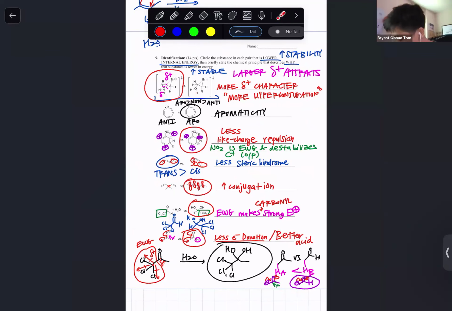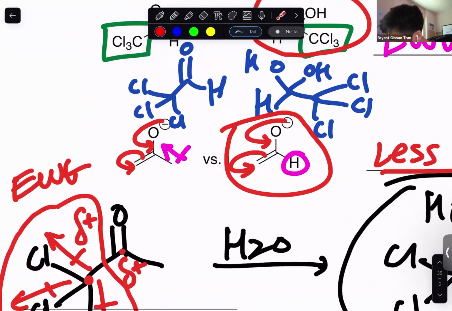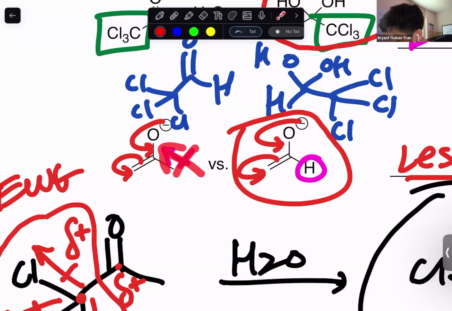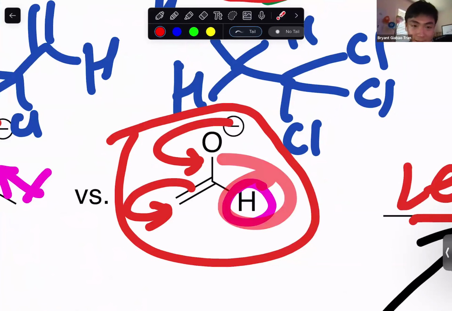Yeah, so too much electrons, right? This EDG here is giving more electrons into the negative charge system, which is bad. We don't want negative charges and negative charges together. That's electron repulsion. Like charges repel each other. Whereas this hydrogen here is just sitting there, just chilling there, right? It's not donating electrons, it's not withdrawing electrons, it's just chilling there.